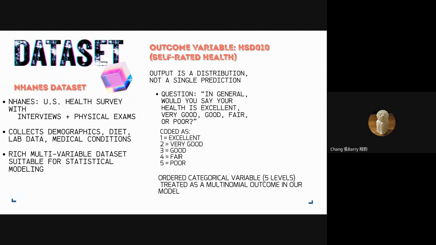So in our analysis, we treat HSD 010 as a multinomial outcome. This means we modeled the probability of each health category instead of collapsing them or forcing the scale to behave like a continuous score. This approach keeps the original structure of the data and allows the model to capture differences across the full range of health ratings. Very good.